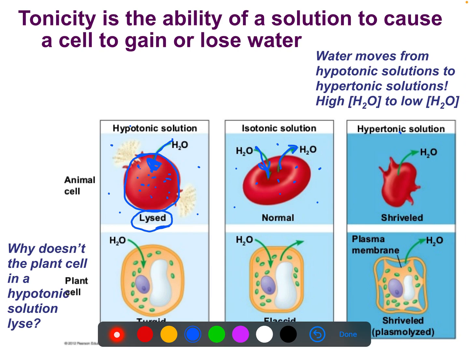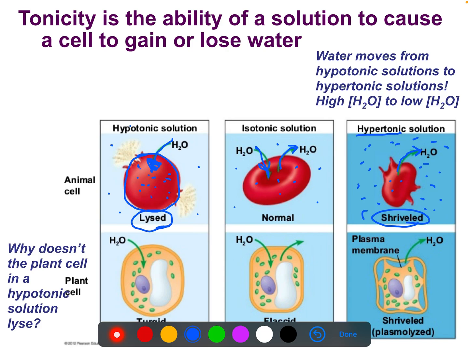And so then if we take this red blood cell and we put it into a hypertonic solution, that means there's way more solutes on the outside than there are on the inside. And in this case, all the water is going to move out of the cell and we end up with a shriveled cell.